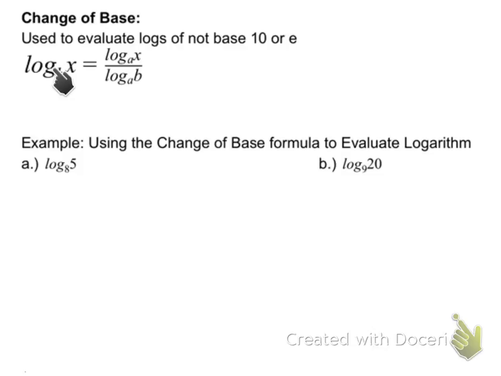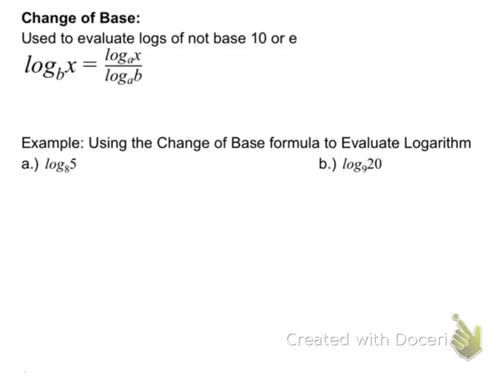So the formula is log base b of x is the same thing as log base a, any a, bigger than 0, of x over log base a of b. So now the x goes to the top and the base number is still on the bottom, but it becomes a regular number.